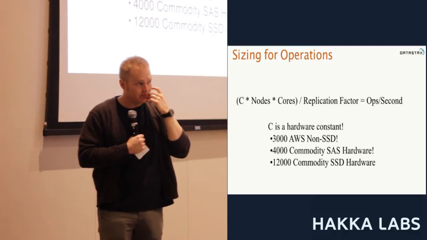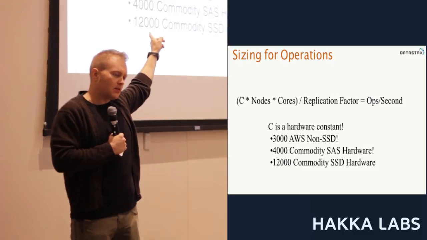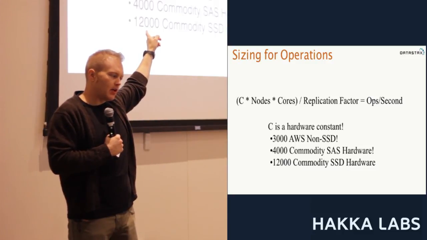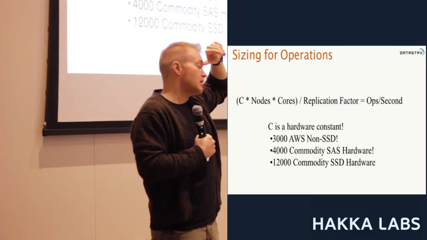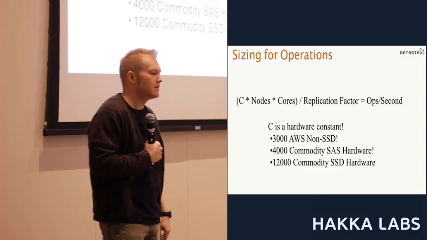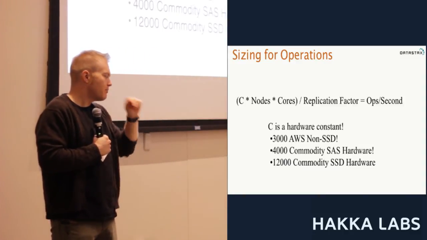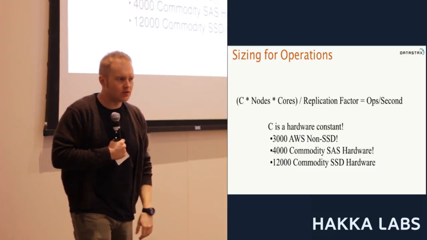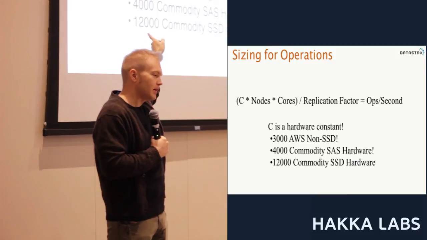So, sizing. This is the main formula you're going to want for figuring out your cluster. There are 2 ways to size. The first is by number of operations per second, if we're talking about a use case that fits in main memory, and then we can talk about latencies later. The number of operations that a Cassandra cluster can push is determined by this formula.